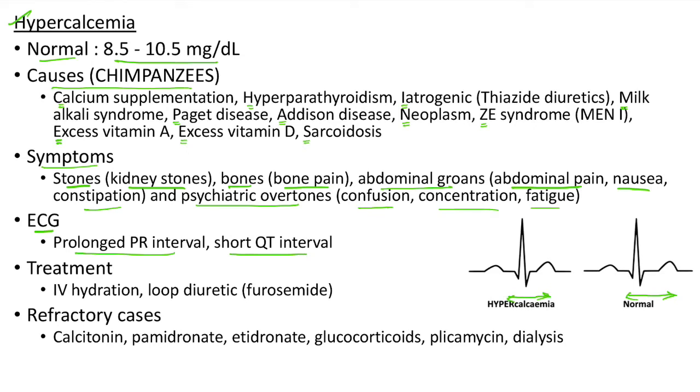How do you treat a case of hypercalcemia? We have to give IV hydration and loop diuretics like furosemide. For refractory cases, we can give calcitonin, pamidronate, etidronate, glucocorticoids, plicamycin and dialysis.